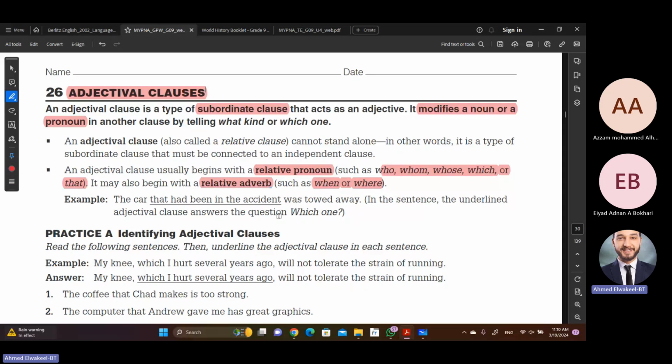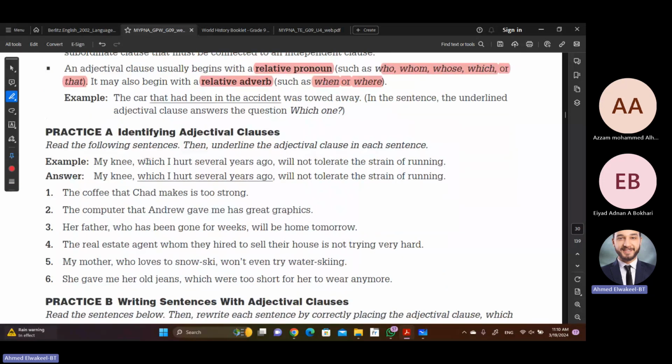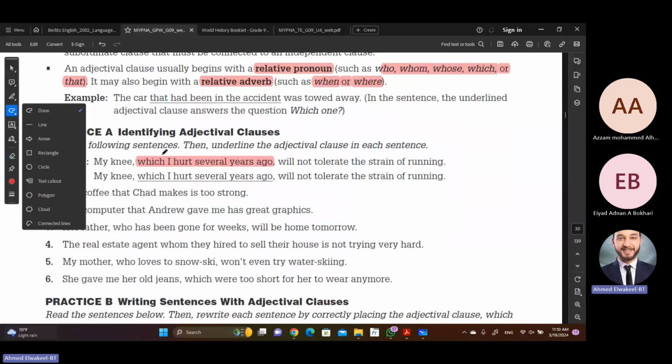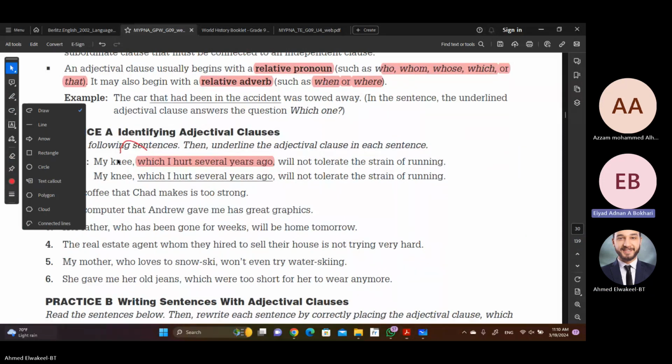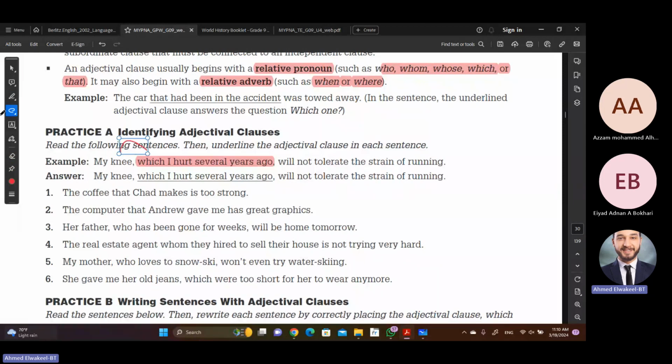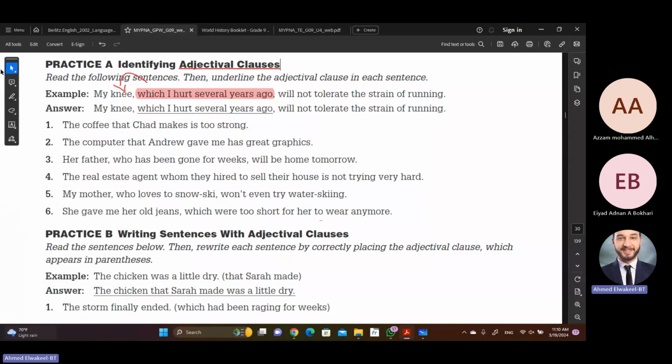Like, for example, my knee, which I hurt several years ago, will not tolerate the strain of running. So right now I have all of that clause, which I hurt, modifies what? My knee. And the knee is a noun. So all of that clause would be called adjectival clause. Got the point? Yes. Okay, let's take turns.